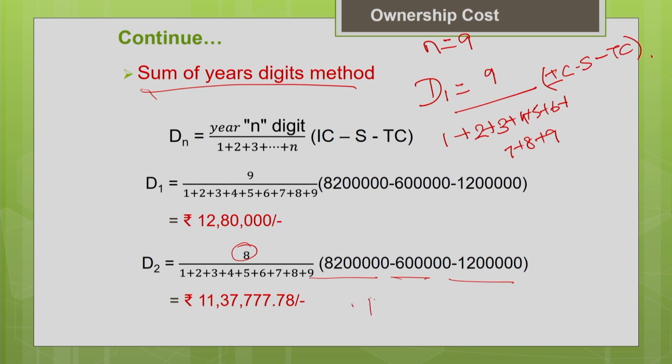Say for example, for the depreciation for the 9th year, the number of years left in the recovery period will be 1, divided by 1 plus 2 plus 3 plus 4 plus 5 plus 6 plus 7 plus 8 plus 9, multiplied by initial cost minus salvage value. So this is how you estimate the depreciation using the sum of the years digit method.